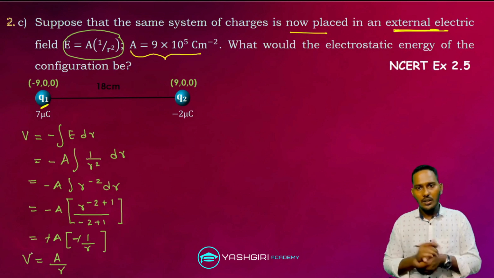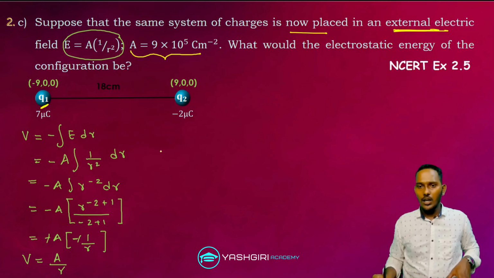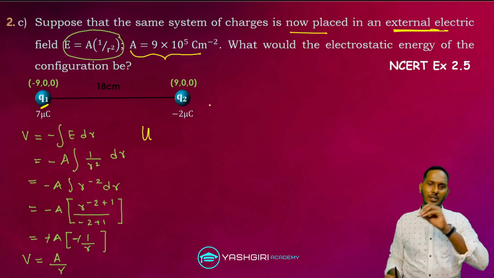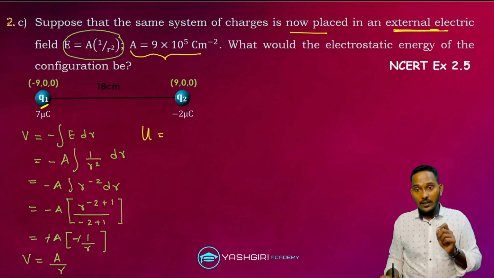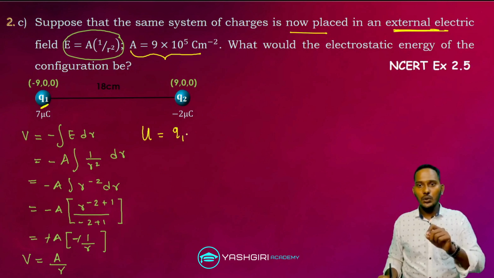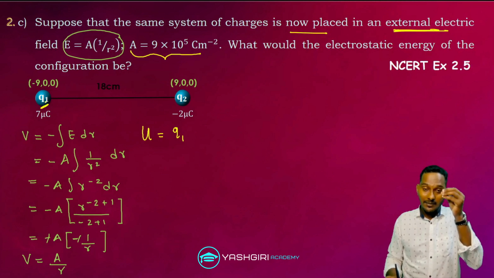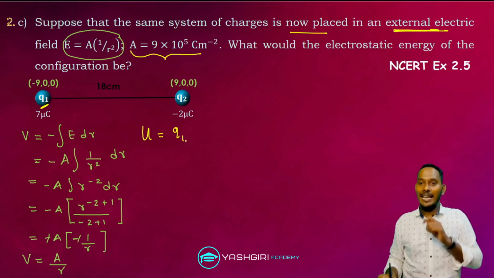Now, students, let us start the calculations of the potential energy. We know that the total electric potential energy of these two charges, when placed in some external field, will be the charge q1 that we are having, into the electric potential at that point where the charge q1 has been placed, due to the external electric field.